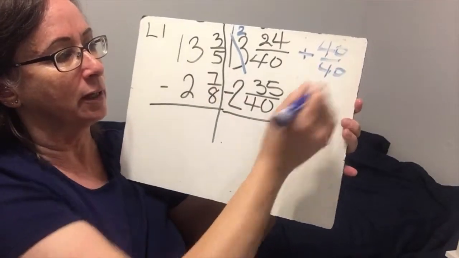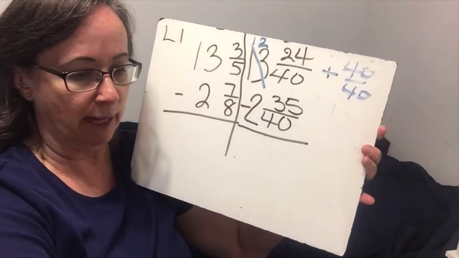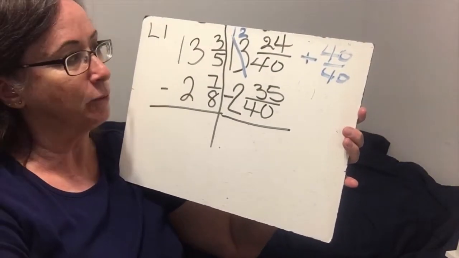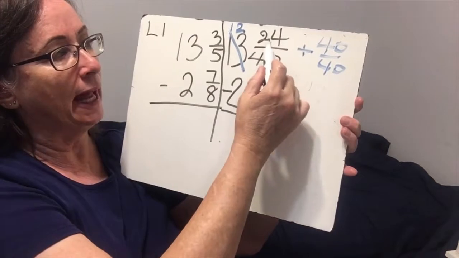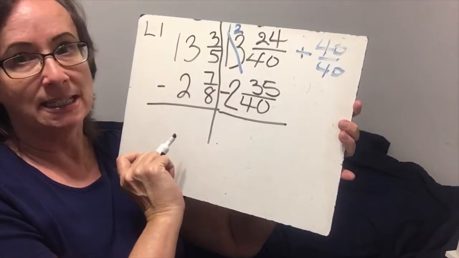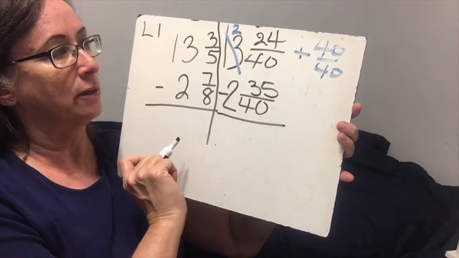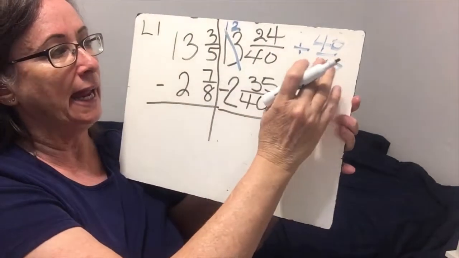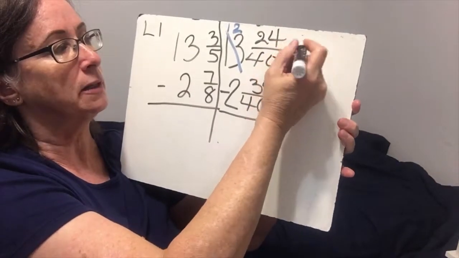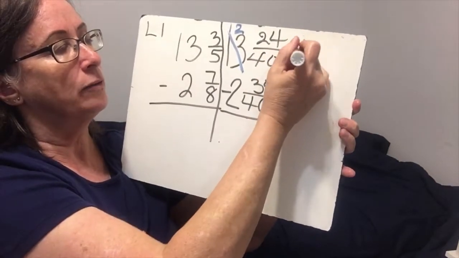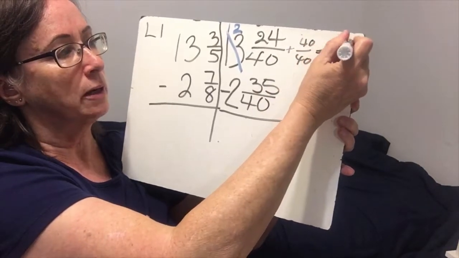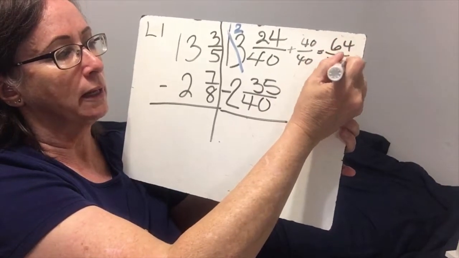And that's not a very good marker, is it? We'll go back to the black one. Right, so we're going to add the 40 over 40, and when we add the 40 over 40, what are we going to get? We're going to get a 64 over 40. So now we have 12, and I'm going to make this just a little bit smaller. 40 over 40 leaves me 64 over 40.